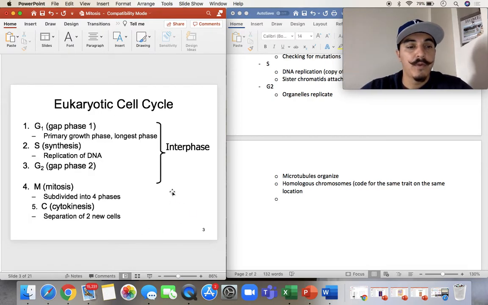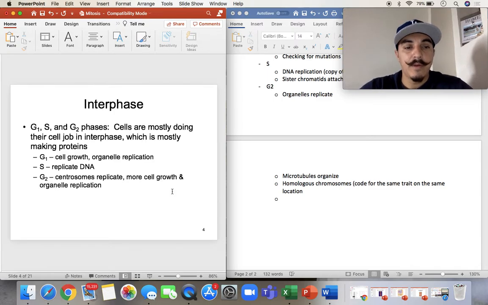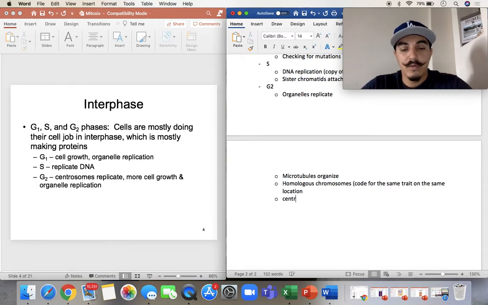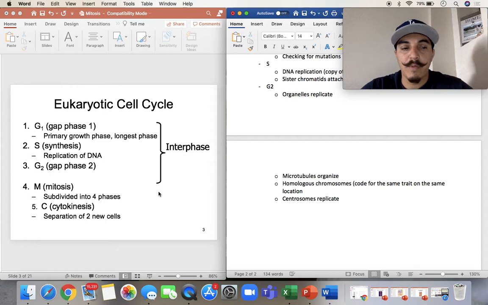Going back to the gap phase, or the G2, we also have centrosomes replicate, and I'll show you a picture of those little centrosomes and why they're so important, and more cell growth and organelle replication. We already put organelles replicate, so that's for the whole interphase itself.